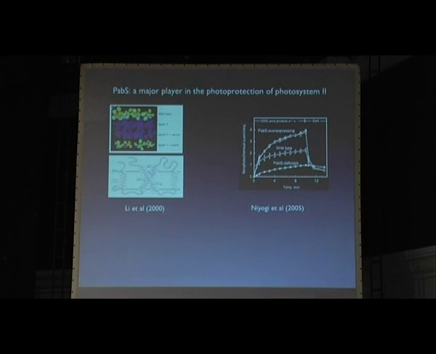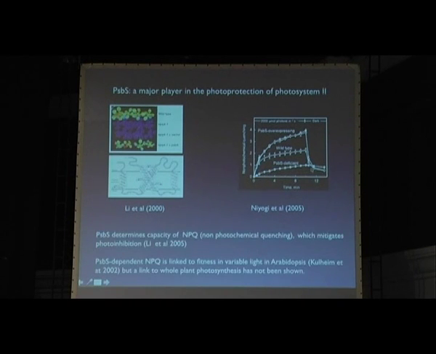And you can see here in this figure that if you overexpress PSBS, you get an increase in this protective non-photochemical quenching. And if you knock out PSBS, you still get a little bit, but effectively very low levels. So there's absolutely no doubt that PSBS determines the capacity of protective NPQ, and there's no doubt that this mitigates levels of photoinhibition in the leaf.